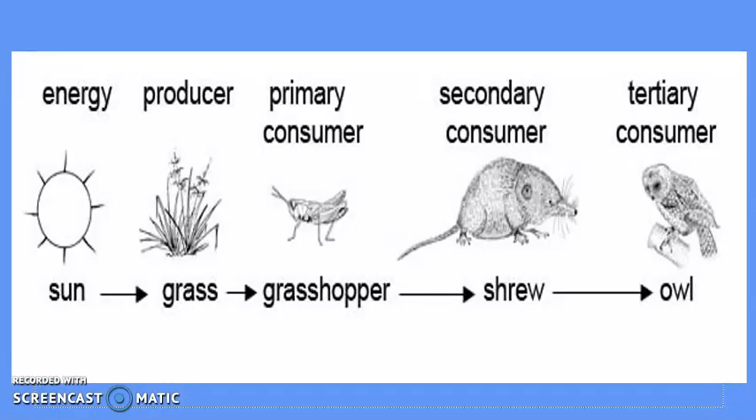Here is another food chain. So if we think about the owl getting energy from the shrew, where is all of this energy starting from? Well, it's really starting from the sun. The sun is giving energy to producers. Producers are passing energy to primary consumers, and so on. Notice that the arrows are always pointing toward the thing that is eating, because that's the thing that's getting energy. That's really important, and that's a mistake that we saw many kids make.